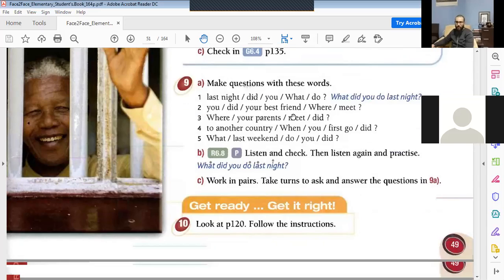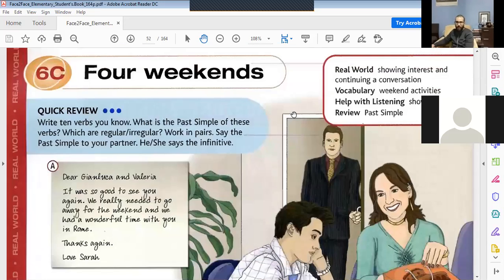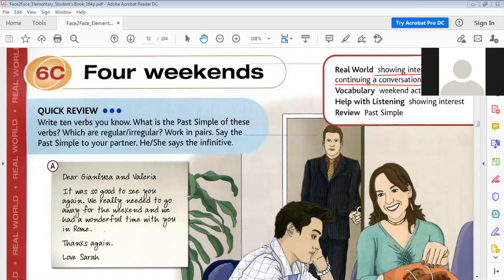Okay, so let's continue. Let's move on. In this lesson, we will talk a little bit about showing interest and continuing a conversation. So what does this mean, showing interest and continuing a conversation? What do you think it means? Who can explain this in English? What do you think it means?